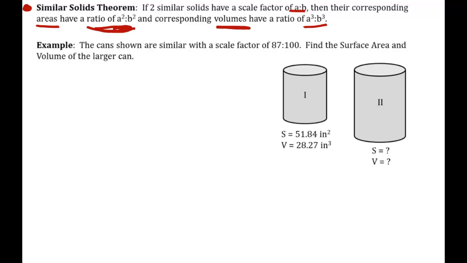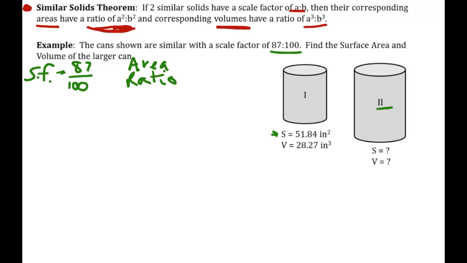So let's look at this example. The cans shown are similar, and they have a scale factor of 87 to 100. We're going to find the surface area and the volume of the larger can. I labeled them can number 1 and can number 2. We've got the surface area of the smaller can. Let's do that one first. Let's first take a look at what their scale factor is. The scale factor is 87 to 100. That's what we have to start working with. Now let's look at the area ratio.